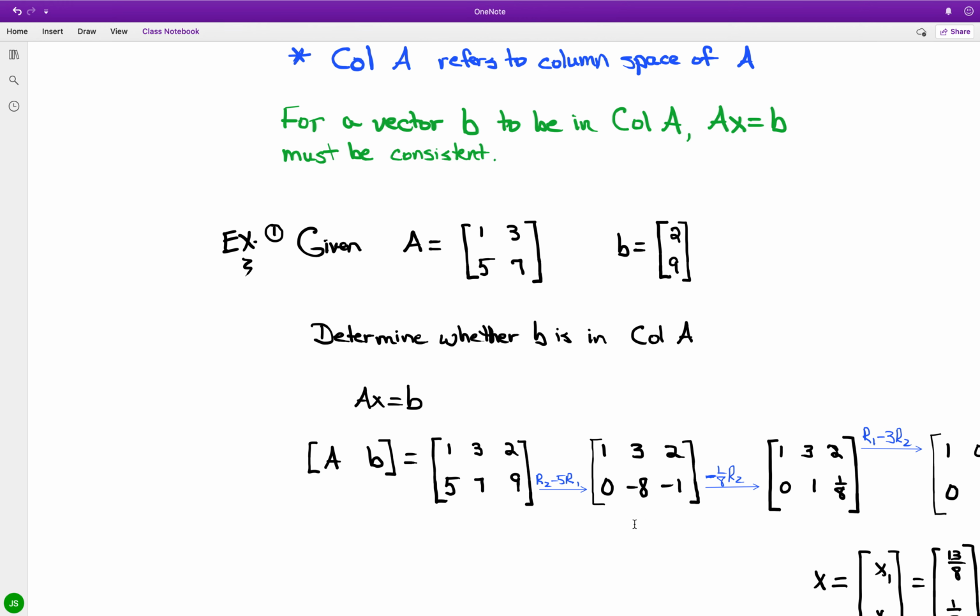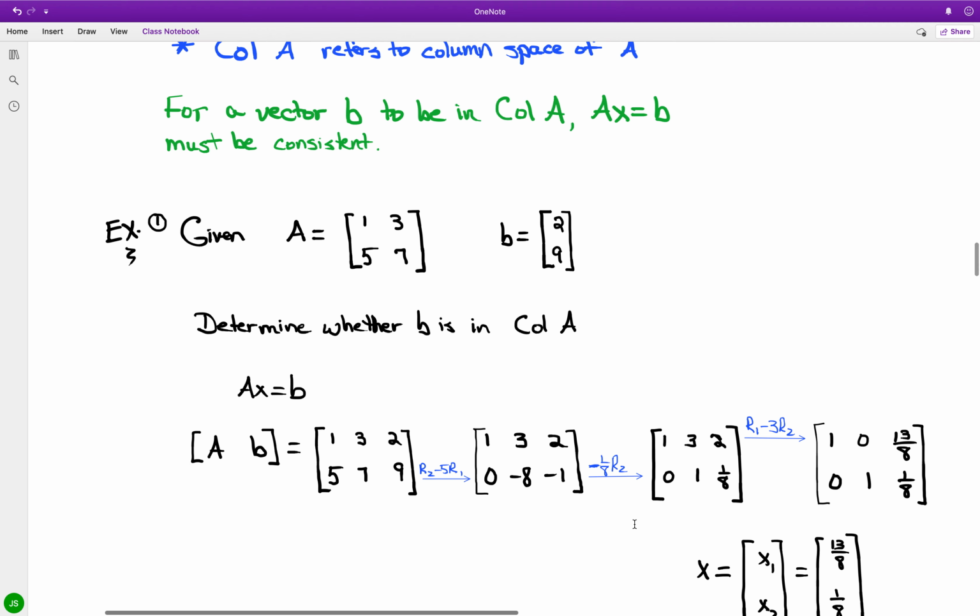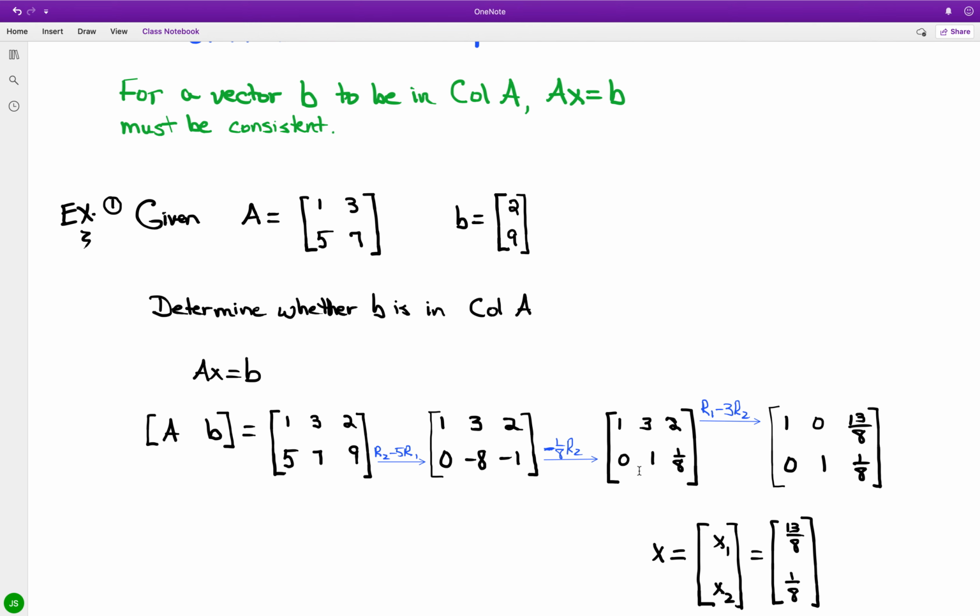So we have 1 and 0 for the first column, and I want to express the next column as 0 and 1. I can start by converting the -8 into a +1, so I take -1/8 of the second row. In the rewrite we have 1, 3, 2 still at the top, and at the bottom 0, 1, and 1/8. Now I want to make the 3 into a 0, so we take from the first row 3 times the second row elements, and we end up at 1, 0, 13/8, and 0, 1, and 1/8.